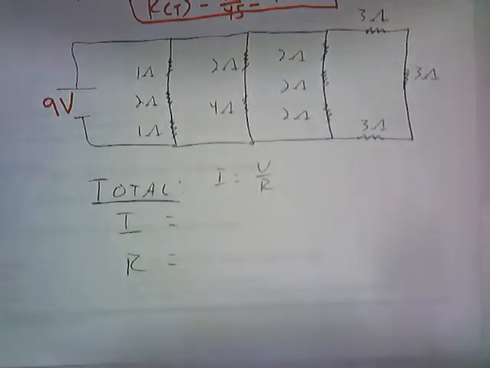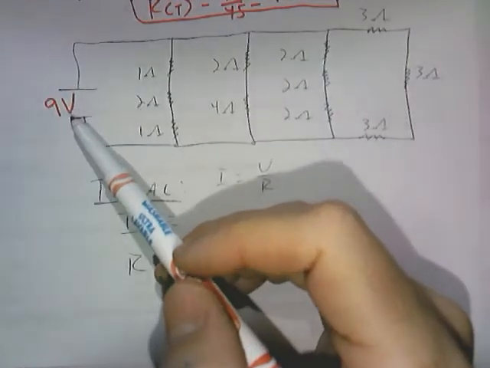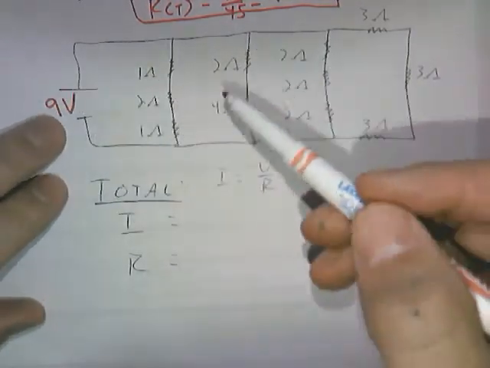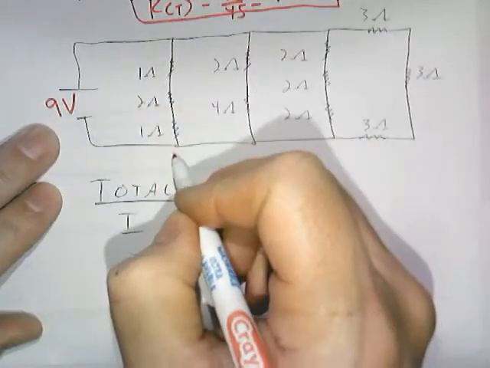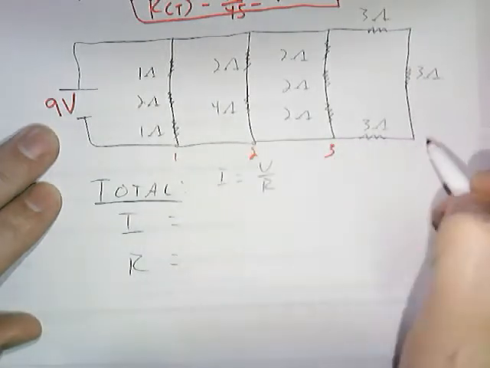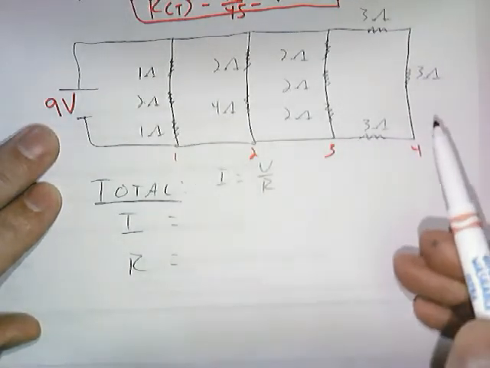So here goes. The first thing you need to do is make sure you understand the problem. You have a 9-volt battery here. This is what is pushing current. Here's one branch, a second branch, a third branch, and a fourth branch. There are 4 branches here.